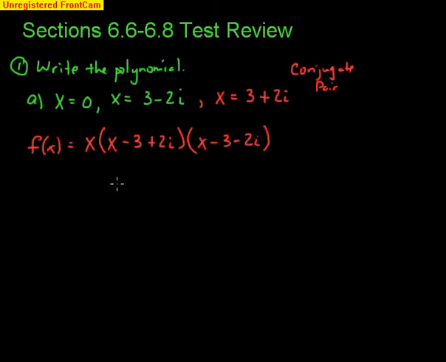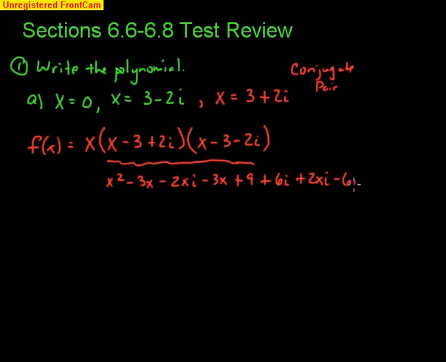And now comes the fun part, multiplying. Let's start with these two guys. Always do the conjugate pairs together. So we're going to get 9 terms. X squared minus 3x minus 2xi minus 3x plus 9 plus 6i plus 2xi minus 6i minus 4i squared.